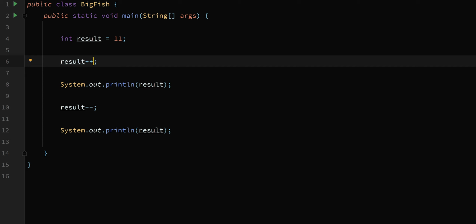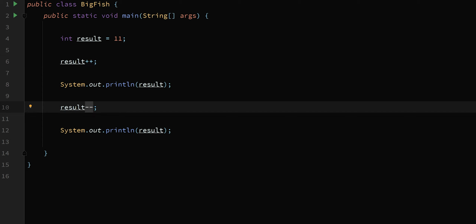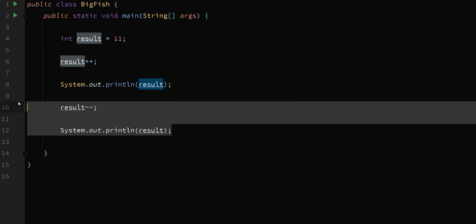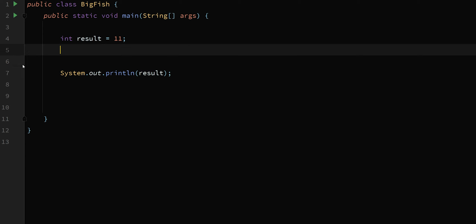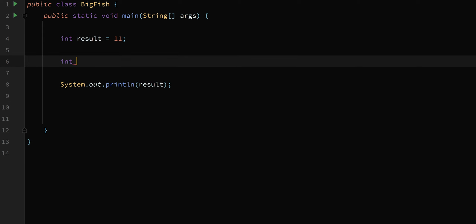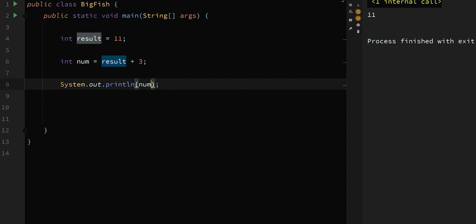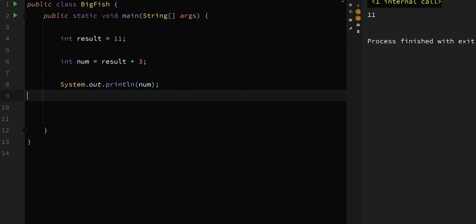Now where I place the plus plus or the minus minus also impacts the answer. I could place it before or after the variable name. So let's delete this, and let's see what happens by doing it before and after. Let's make int num, and int num is going to be equal to result plus 3. So just doing result plus 3, I expect to see 14. 11 plus 3 gives me 14. Oh, nope, I'm sorry, I'm still printing out result. 11 plus 3 in num gives us 14.